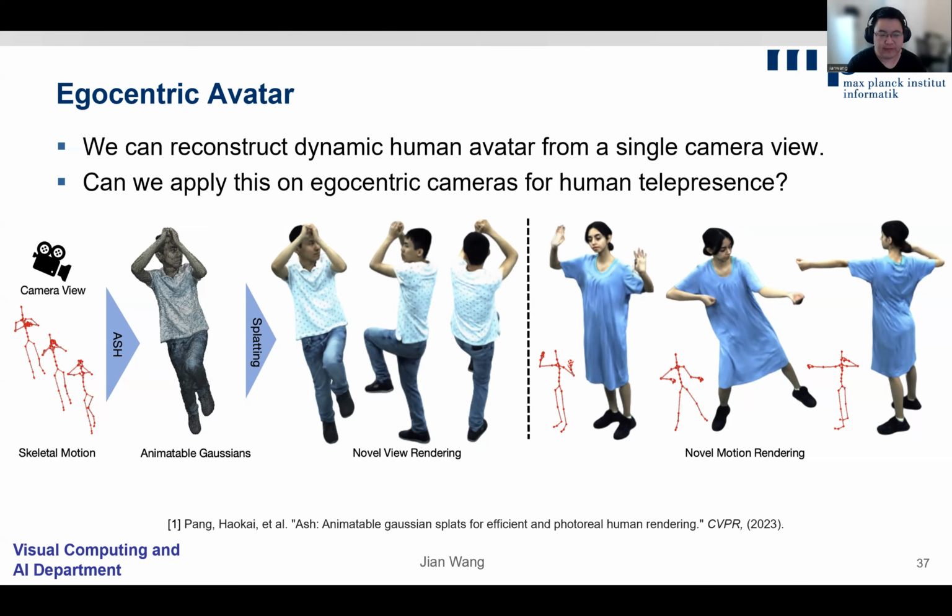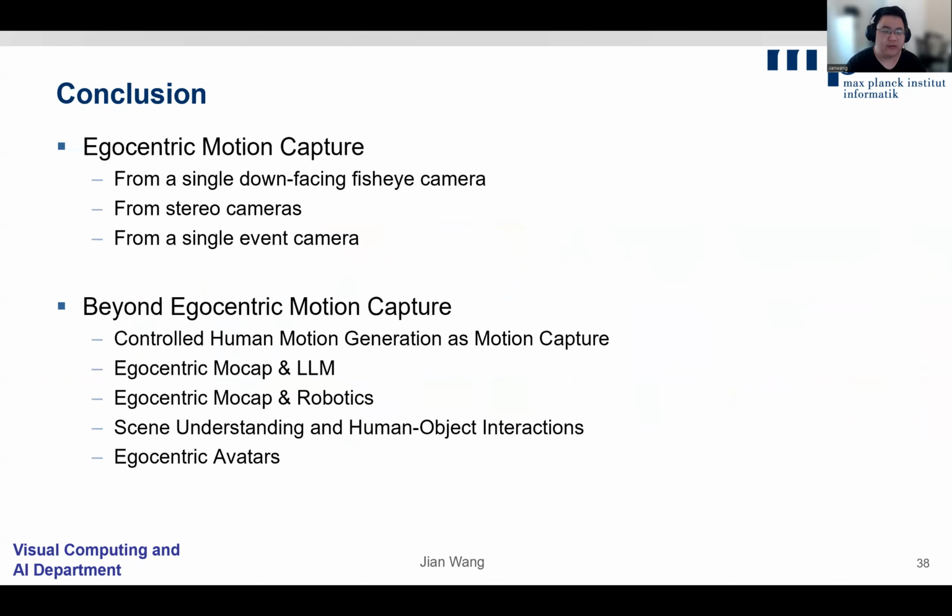And from this information, we would be able to reconstruct and drive the motion of a realistic human avatar. This will have very wide applications like human telepresence. Okay, so I think that's most of the stuff I would like to discuss today. Today we first introduced three papers related to egocentric motion capture, and I also discussed some future directions that can be explored very recently about human motion capture. So that's it.